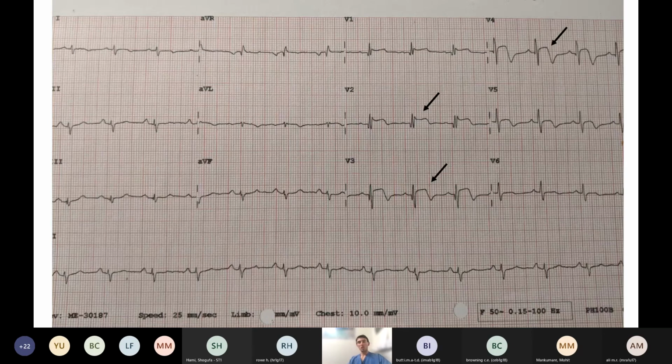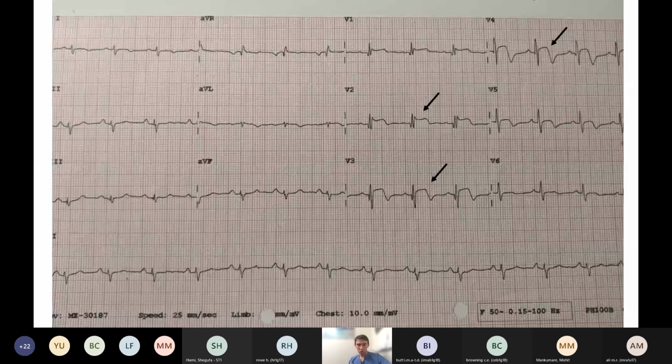So here is an example of a STEMI. Looking at even V1 actually in this patient, but V2, V3 definitely, V4 definitely. The ST segment is raised. It is a couple of millimeters above the isoelectric line, and the T wave is also inverting.